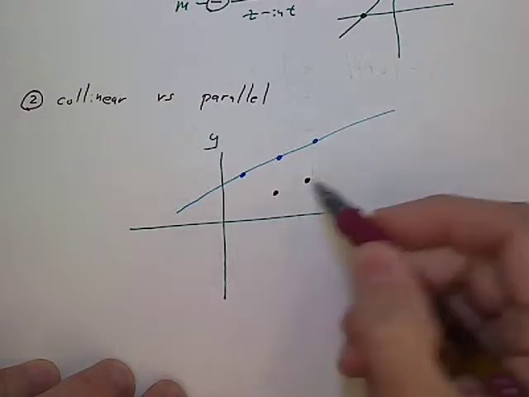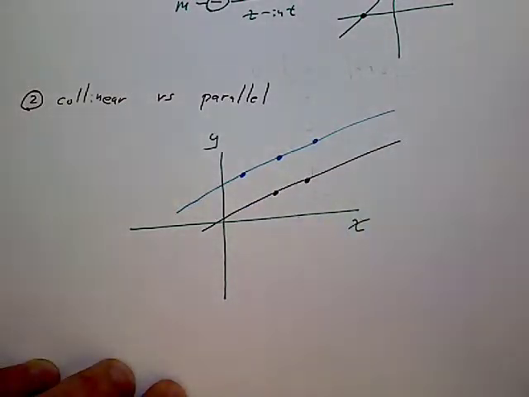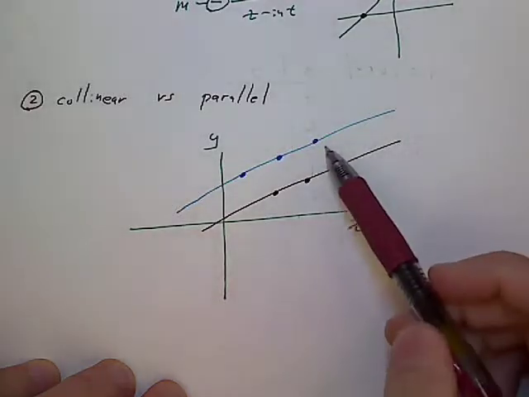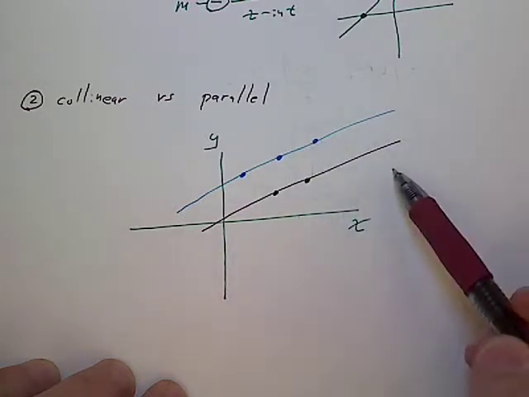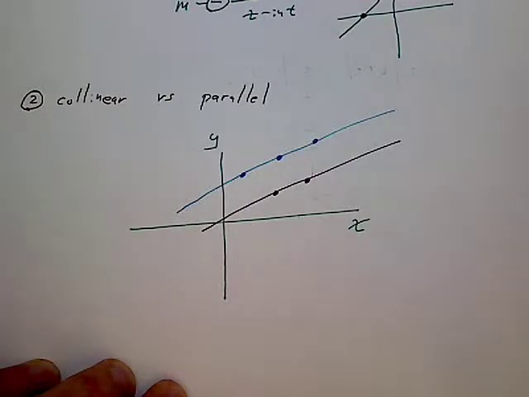Because these points here are obviously also collinear. Remember, any 2 points have to be collinear. In fact, 2 points define what a line would look like. But this blue line and the red line are parallel. Clearly that is not the same as collinear. All 5 of these points are not collinear.